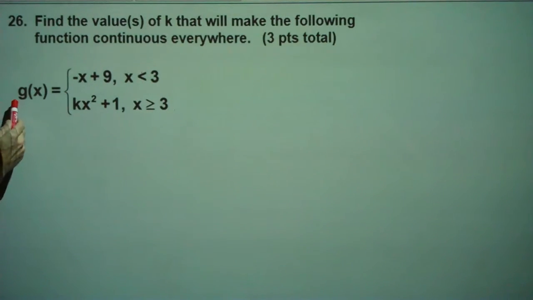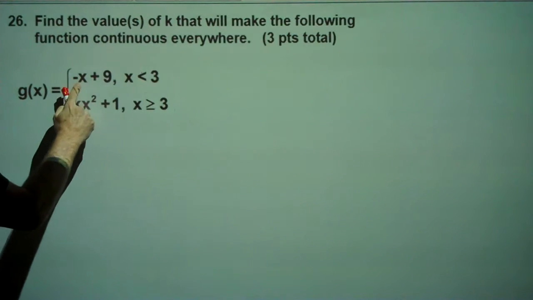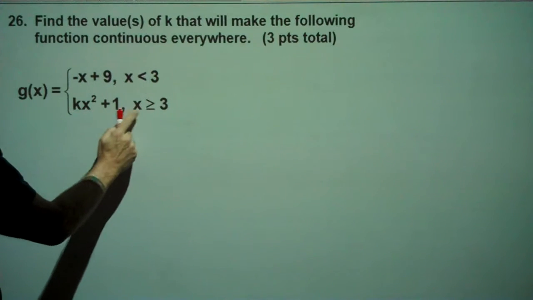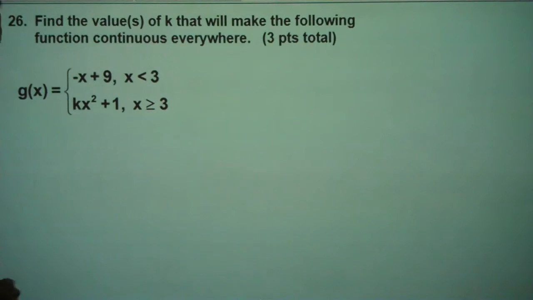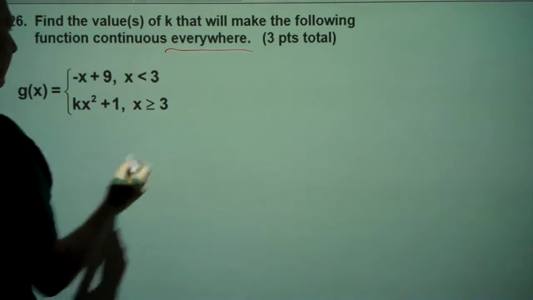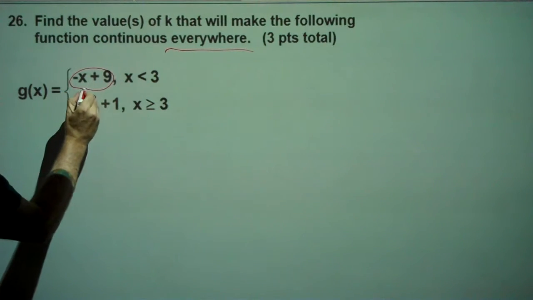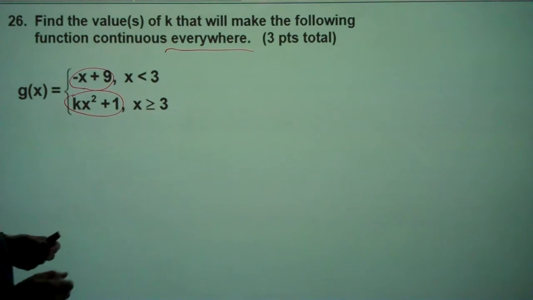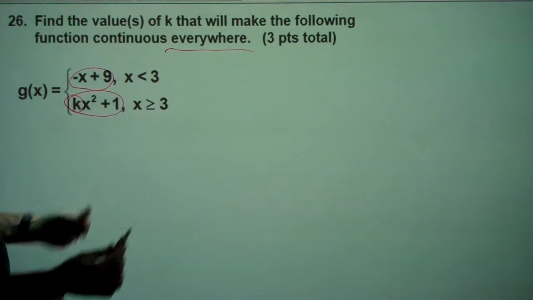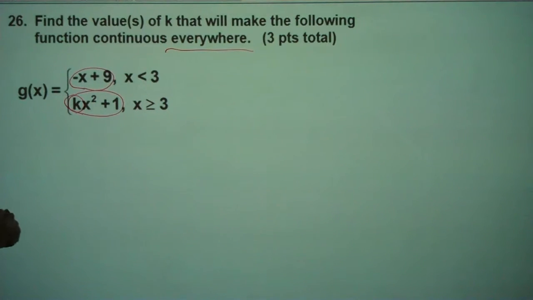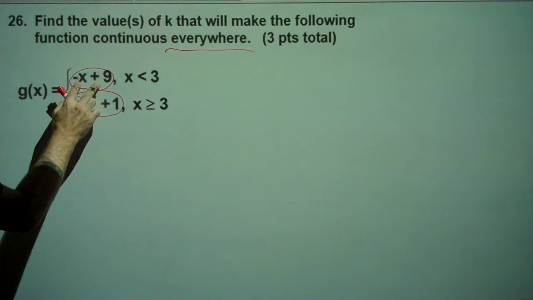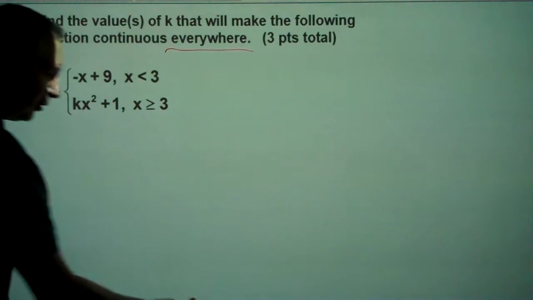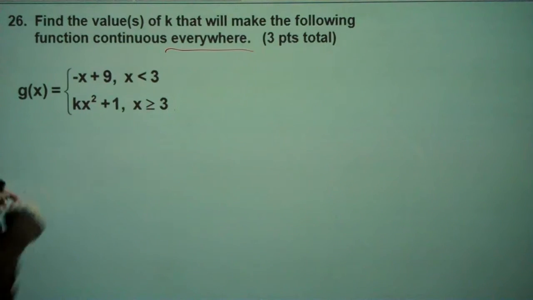And we have here the piecewise function g of x equals negative x plus 9 when x is less than 3, and kx squared plus 1 when x is greater than or equal to 3. As far as continuous everywhere, these pieces in and of themselves, negative x plus 9 and kx squared plus 1, are both, no matter what k is, polynomial pieces of functions, meaning that respectively their domains are all real numbers. And so a continuity problem is not going to occur within either of these two pieces.